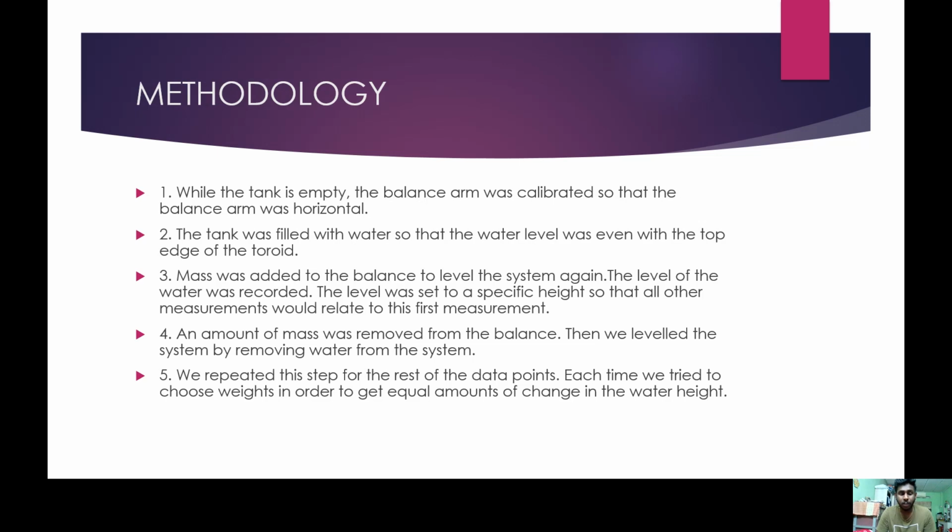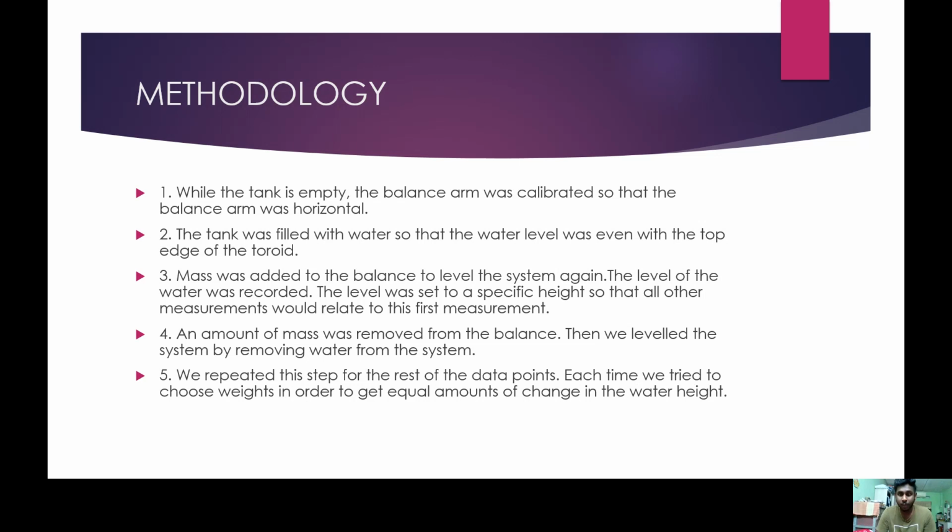Methodology. First, while the tank is empty, the balance arm was calibrated so that it was horizontal. The tank was filled with water so that the water level was even with the top edge of the toroid. Mass was added to the balance to level the system again. The level of the water was recorded.